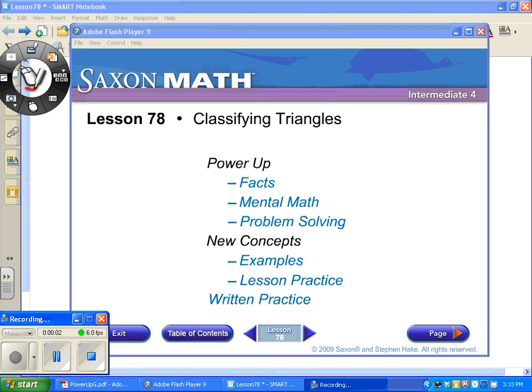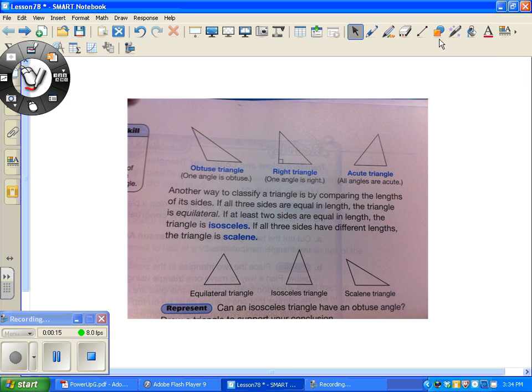Okay, Saxon 4 Math students, we are ready for lesson 78. It's going to be all about triangles today. We're going to learn how to classify triangles. That's put them into groups based on their attributes. Before we get started, let's take a look at some triangle types.